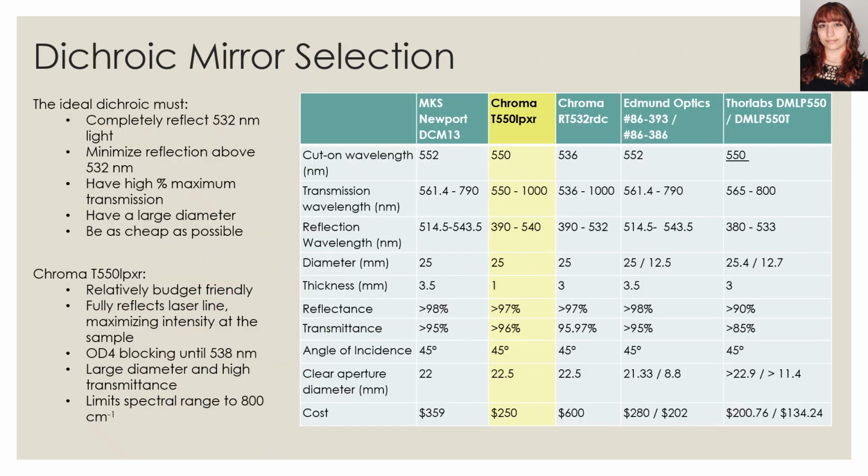These advantages made the dichroic mirror the optimal choice for our system. We considered multiple potential dichroic mirrors for our project. Ideally, our dichroic mirror should have a cut-on wavelength near 532 nanometers to minimize Raman signal loss. It should have high transmission at wavelengths above 532, enabling as much Raman signal as possible to be recovered. A large diameter would also contribute to increased signal acquisition. The filter best suited to our needs was the Chroma RT532 RDC, but the cost of this filter was too steep for our budget. Instead, we decided to use the Chroma T550 LPXR. This filter's higher cut-on limits our spectral range to 800 wave numbers on the lower end, but it also has a large diameter and 97% transmittance at 556 nanometers, allowing for high Raman signal collection.